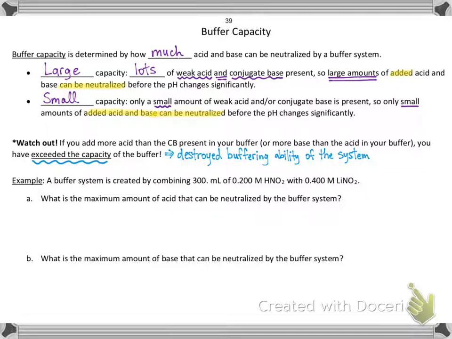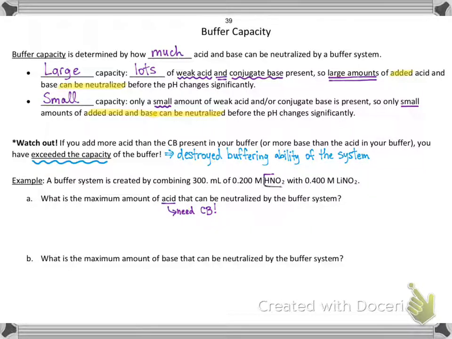So let's look at an example. A buffer system is created by combining 300 milliliters of 0.2 molar HNO2 and 0.4 molar LiNO2. And we want to know the maximum amount of acid that could be neutralized by the buffer system. Well, remember, if acid is being neutralized, it's being neutralized by the conjugate base. So we have to calculate how many moles of conjugate base are present. Well, let's identify our buffer system.